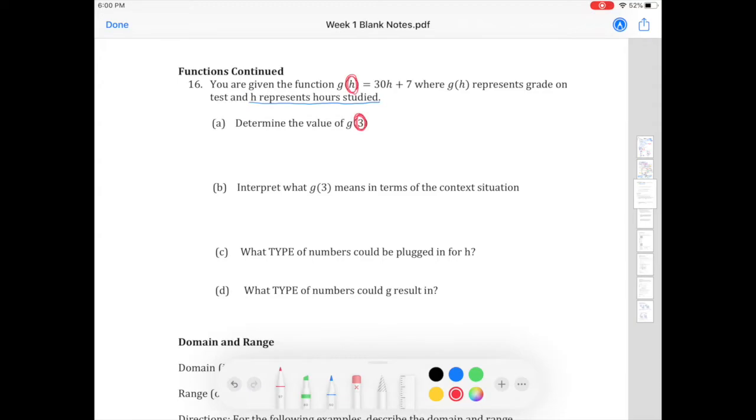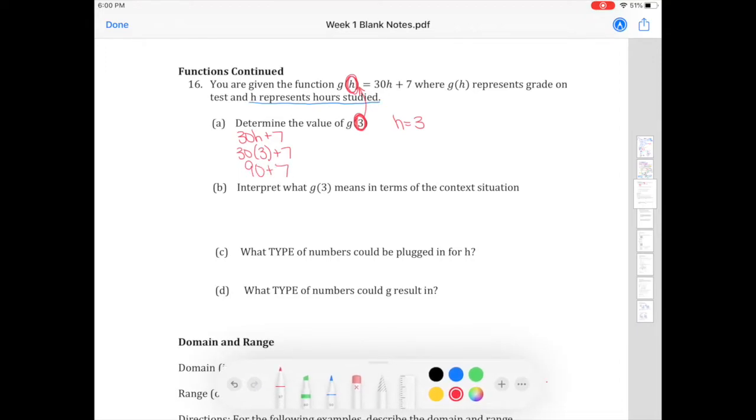Okay? So the first question is asking you to find g of 3. Now if you notice, 3 is in place of the h in my function notation. That's its purpose. It's telling you everywhere you see an h, you're going to plug in a 3. So the function is 30h plus 7, but I know I have to plug in a 3 where I see the h. So it's 30 times 3 plus 7.